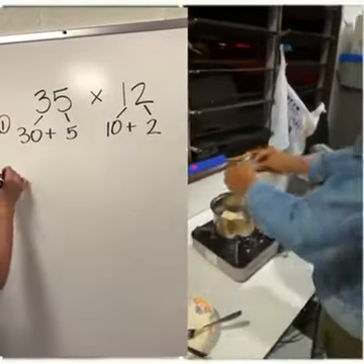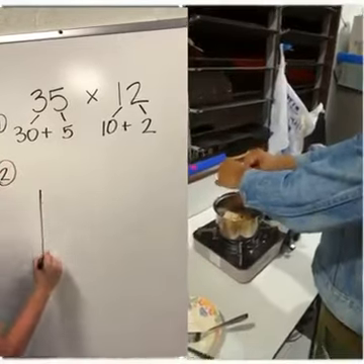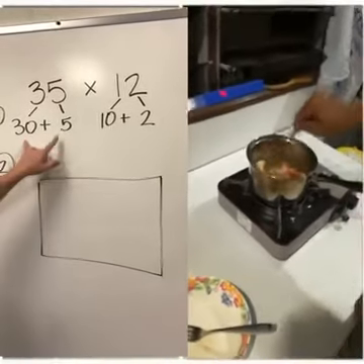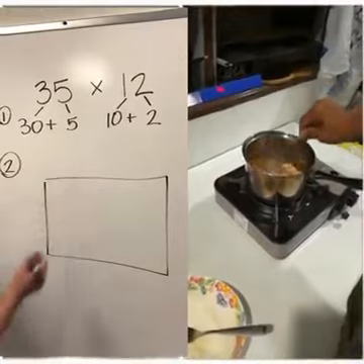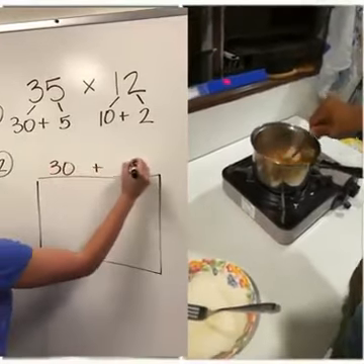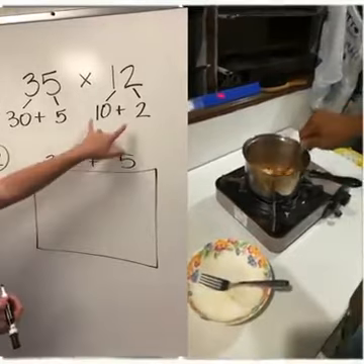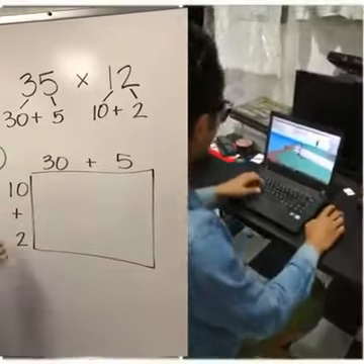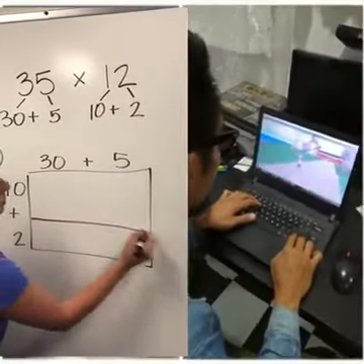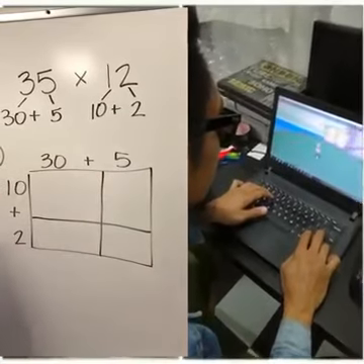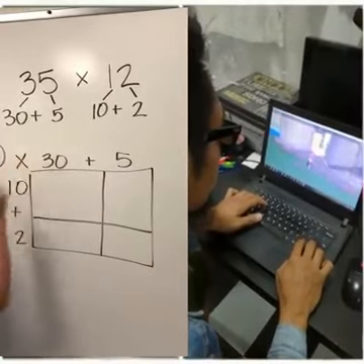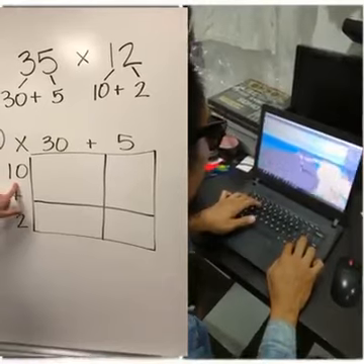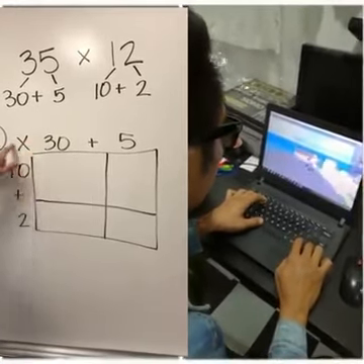The next step would be to draw a large box. On this box we're going to put both of our expanded numbers. On the top I'm going to put 30 plus 5, and on the side I'm going to put 10 plus 2. Where your plus signs are, draw lines through the middle and down it. And in the very corner, we're still multiplying, so I'm going to put a big multiplication sign.